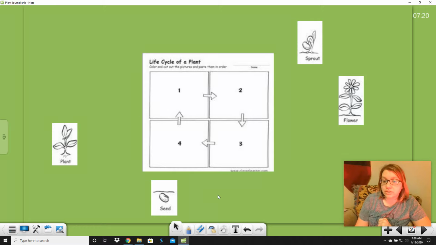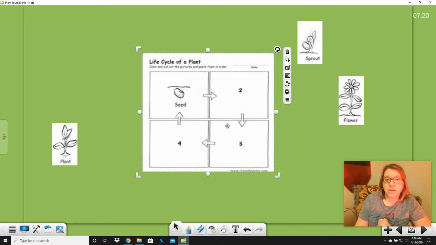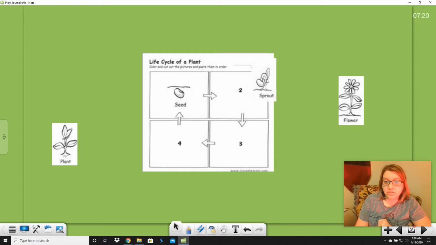Now, what do you think happens first? What do you think goes on the number 1? Yes, the seed. So you can go ahead and put your seed on number 1. You can either tape it or glue it there. So the seed comes first. Now look, this arrow is pointing to number 2. What comes next after the seed? What was next? Yeah, the sprout. We just saw that in the video, just like this.